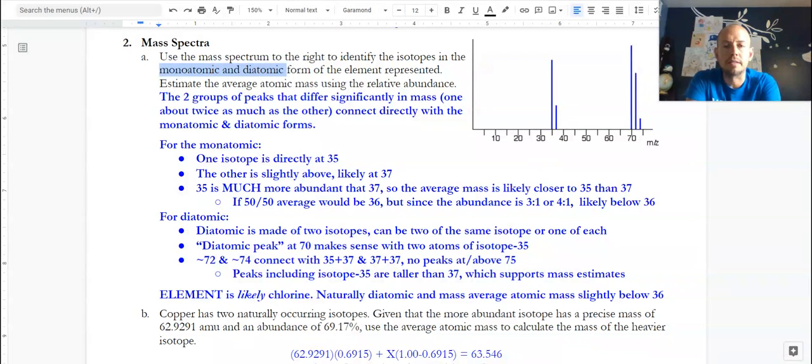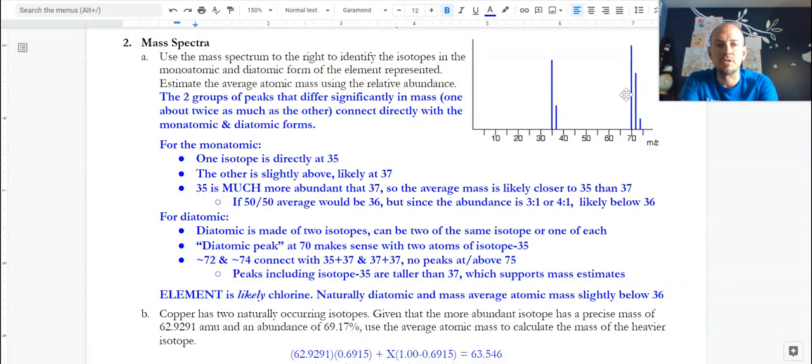As we look at the monatomic peaks here, we see a tall peak right at 35 and a shorter peak in the mid-range, probably 37. I know that it's 37, though you could argue that it's 36 potentially. We also see that 35 is way higher than 37. Those are some good observations. Even without the other set of peaks, we could use that to draw our conclusion. It's probably chlorine.